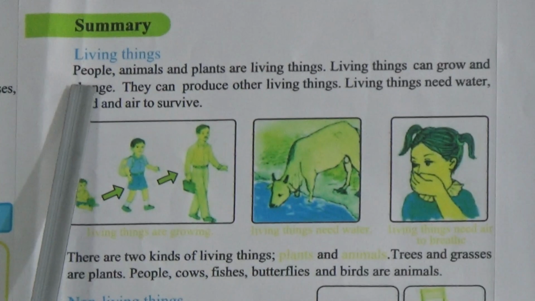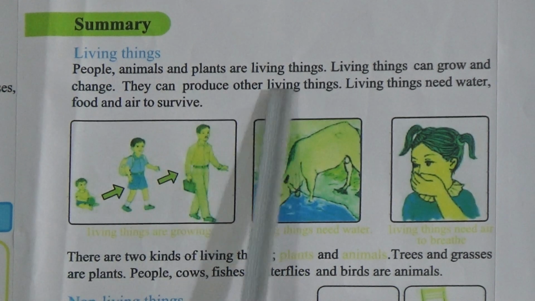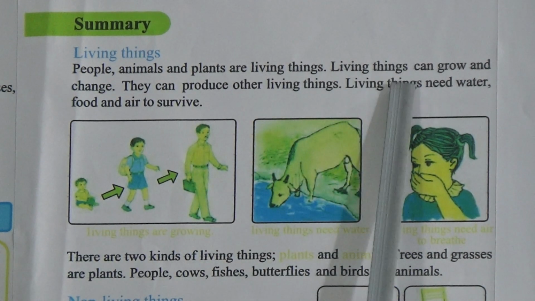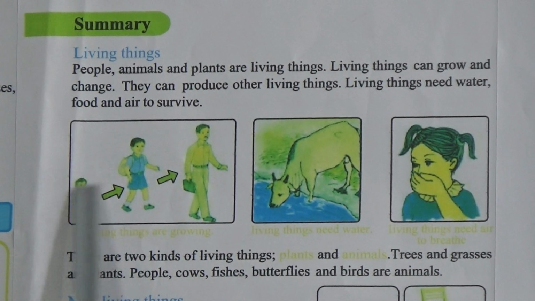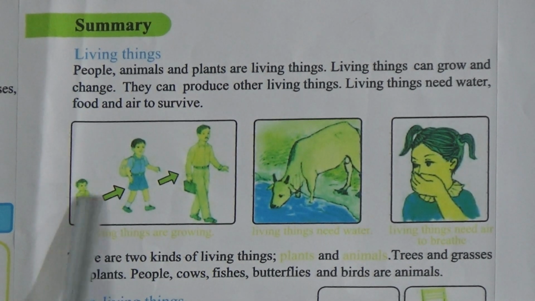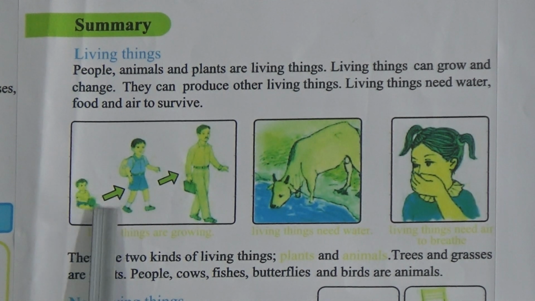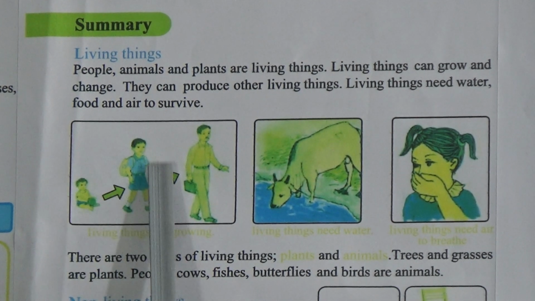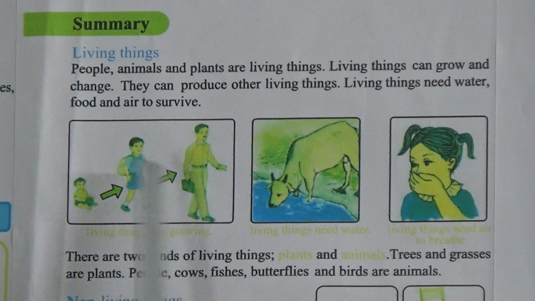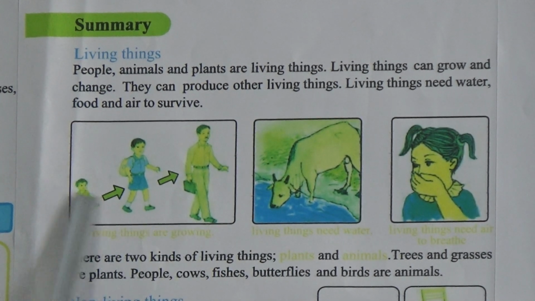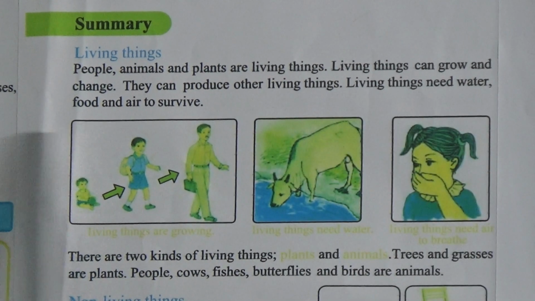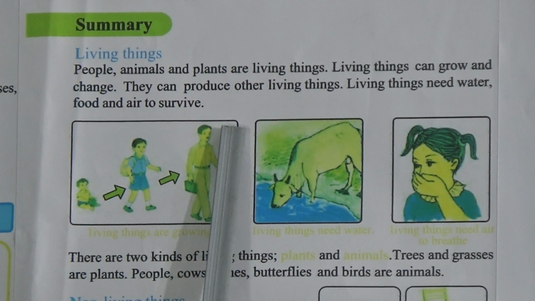Now come for the summary to the next page. Living things: people, animals and plants are living things. Living things can grow and change. That means if you observe, this is a kid, when it becomes a boy, that means it grows, and the boy becomes a man. All living things can grow. And living things need water, food and air to survive.